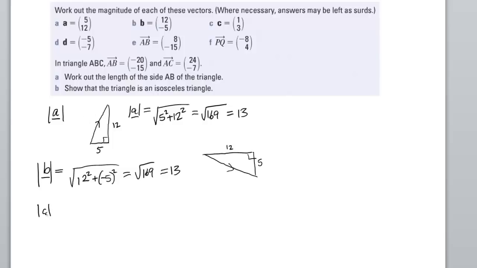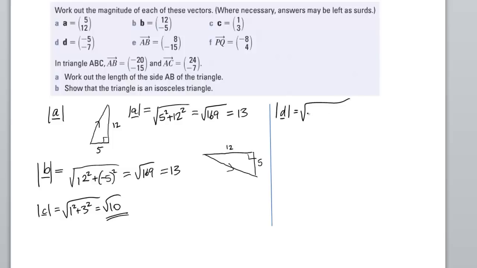Magnitude of C, well, we want the square root of 1 squared plus 3 squared, which is the square root of 10, which we could work out, but up here it says answers may be left as surds. Remember, surds are exact. If it's not a square number in here, then you're going to lead to an irrational number that needs rounding.